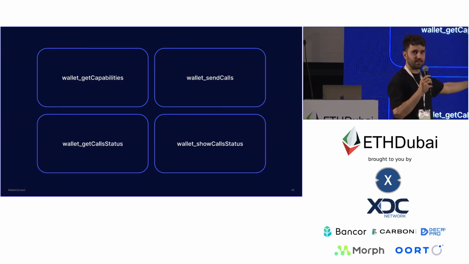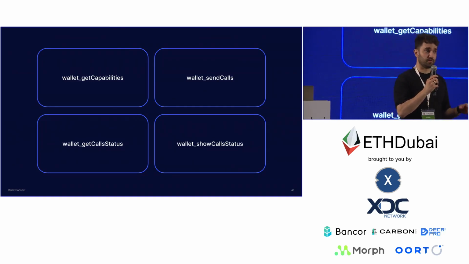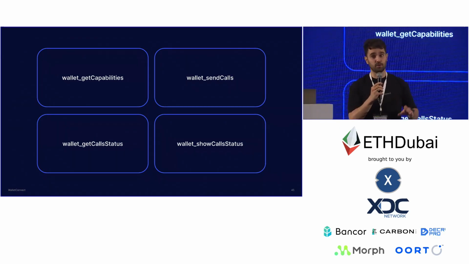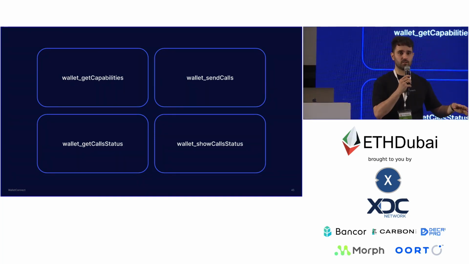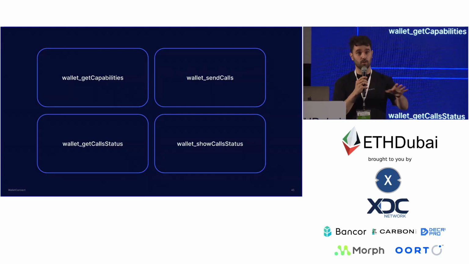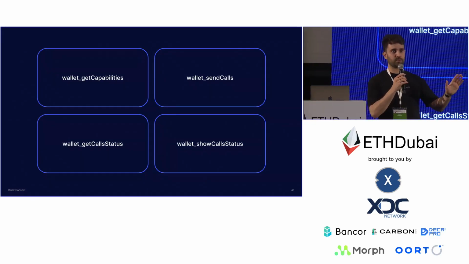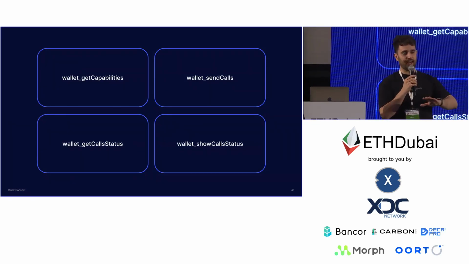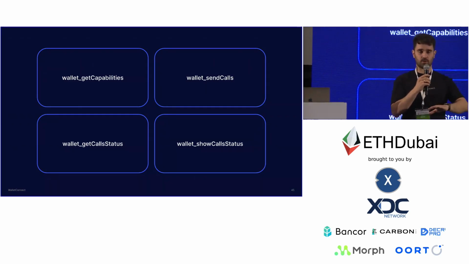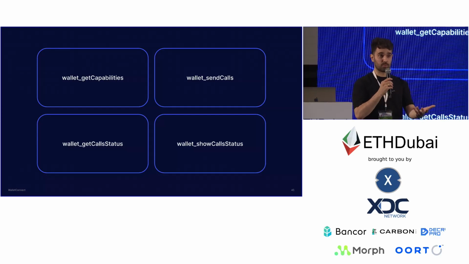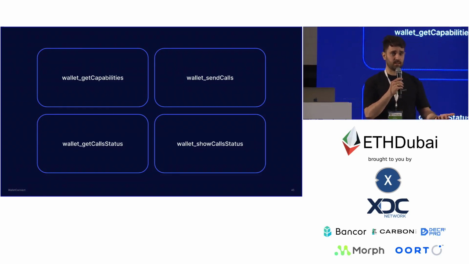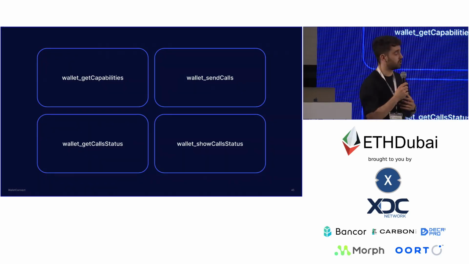The reason it's called send calls is because, as I told you, 4337 now includes the concept of user operations. So instead of calling operations or transactions, we just generalize it and call it calls. This way, we abstract from the dApp a different pattern between smart accounts and external accounts. We just send a call, and then it's up to the wallet to actually interpret this call, whether it's in a transaction format or in a user operation format.